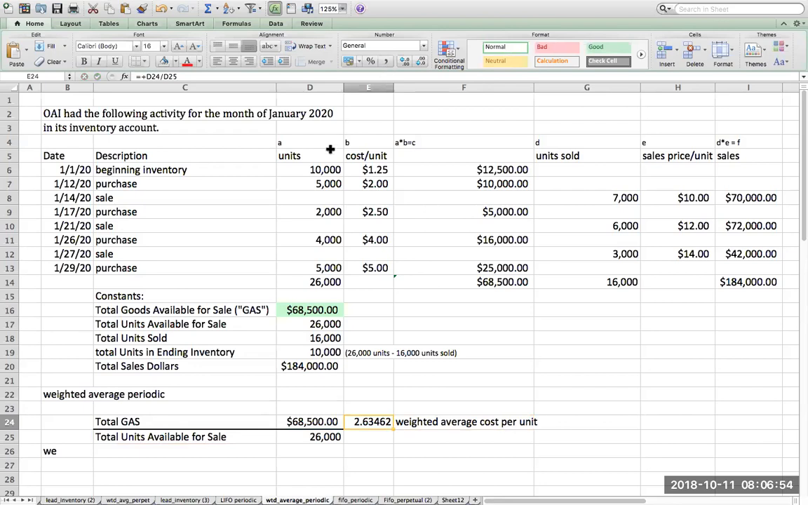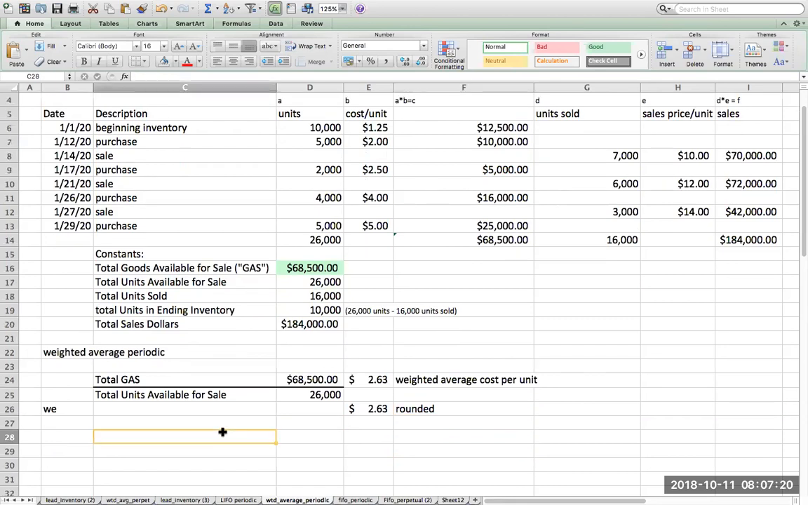And if we think about this, this is the average cost I paid per unit of this inventory. Basically we'll do 2.63 rounded, because we see this number gets a little bit crazy. Okay. So once I have a weighted average cost per unit, what I then need to do is relatively simple.